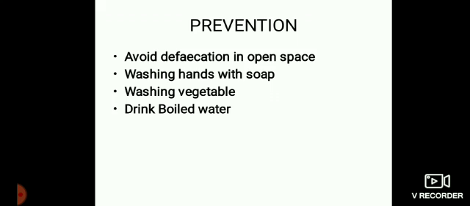because through the running water they come into our food or reach our potable water. Wash hands with soap, use sanitizer, wash vegetables, because we have a habit of eating vegetables or fruits without washing. Drink boiled water.